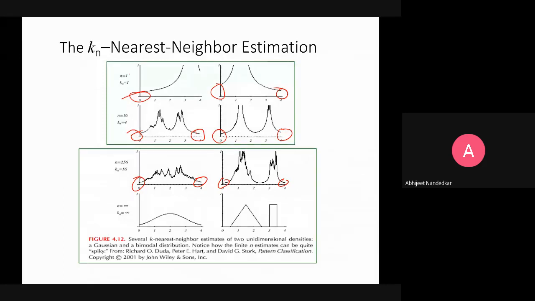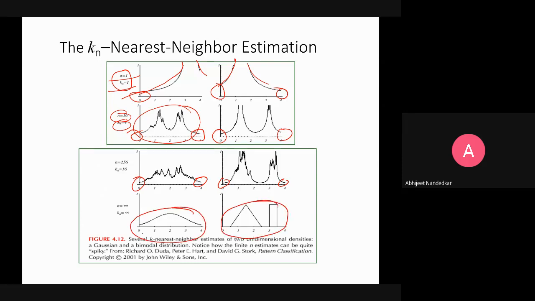Now you can see if I have only one sample, say n equal to 1 and k equal to 1, then this is a very crude kind of estimation that is happening. If I put n equal to 16 and k equal to 4, and I am estimating for a normal density function, then you can see this kind of graph appearing. Now the ideal graph is here.